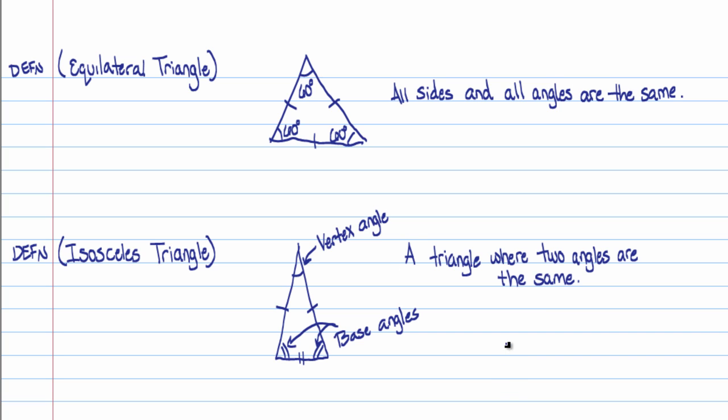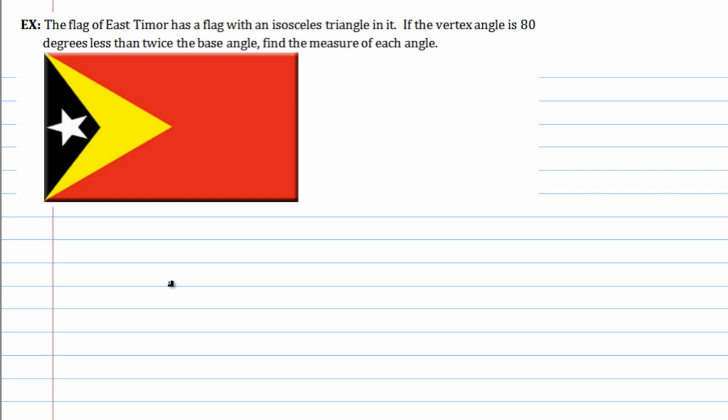And this implies that the opposite sides are the same, just like I mentioned. So let's go ahead and take a nice, interesting example here. The flag of East Timor has an isosceles triangle in it. And I'll just go ahead and show you, let's see, a good color to use on this, maybe blue. I'll show you by highlighting what I'm talking about here.